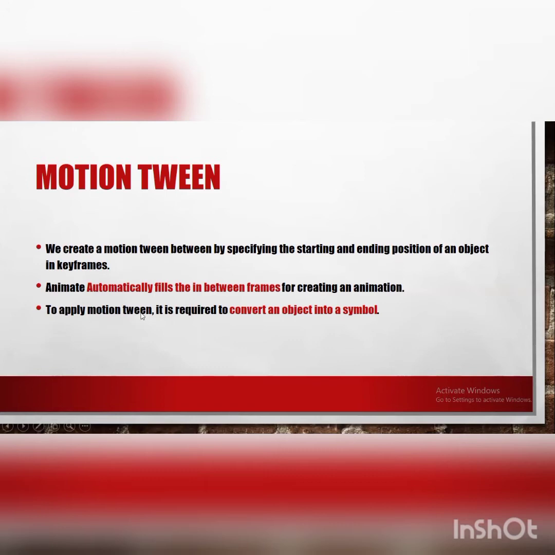To apply a motion tween, it is required to convert an object into a symbol. For the shape tween, it is not required to convert an object into a symbol, but for the motion tween or classic tween, it is required to first convert that object into a symbol. So let's start practically how to do a motion tween.